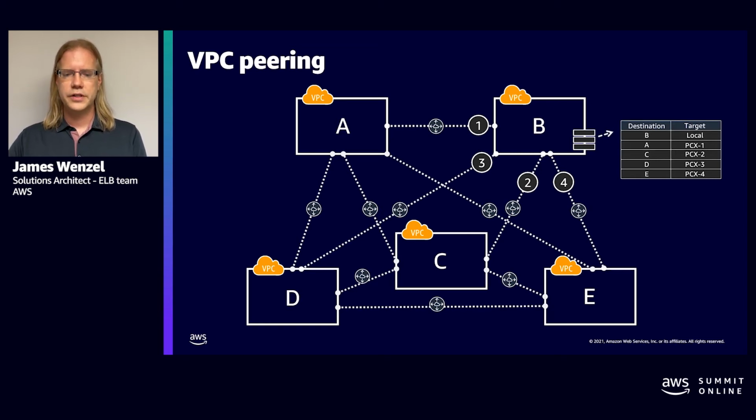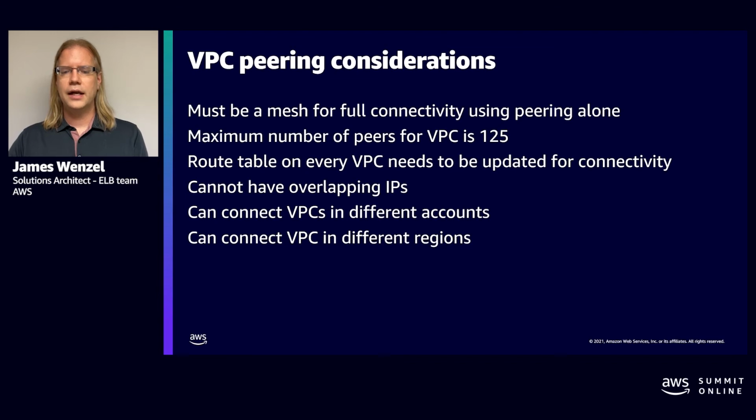Some considerations for VPC peering: if you're doing a full mesh network, again, you need to make sure that you update all the routing tables. The maximum number of peers per VPC is 125, and you cannot have any overlapping IPs unless you do something, as I mentioned before, with the private NAT gateway and something special with the multiple IP blocks.